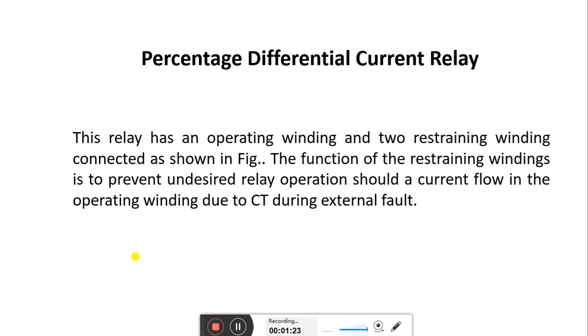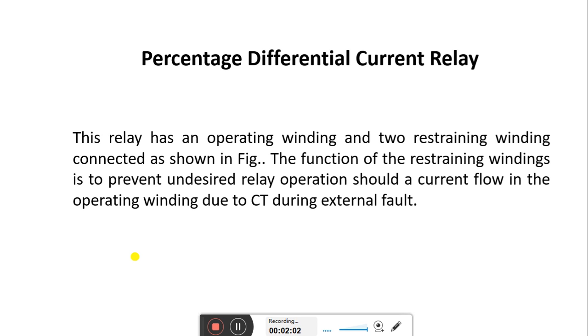This problem was solved by incorporating another change in the system, that is, the restraining coil. So it is named the percentage differential current relay. In this type of relay we have two types of coil: one is called the operating coil, and the second is called the restraining coil. So this relay has an operating winding and two restraining windings connected as shown in the figure. In the coming slide I will show the figure of this percentage differential relay.